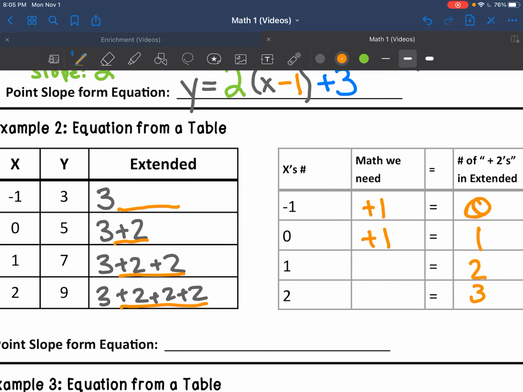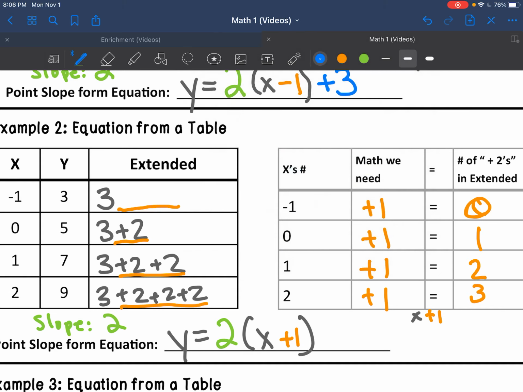0 plus 1, does that give us this 1 here? It sure does. 1 plus 1 does give us this 2. 2 plus 1 does give us 3. So every x that we dealt with, we added by 1. And once more, in this particular example, our slope is 2, because that's the math we're doing down our table. So we have y equals 2 parentheses x plus 1. But we still need our y, and our y in this case is still that plus 3.